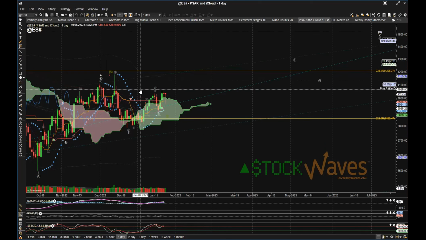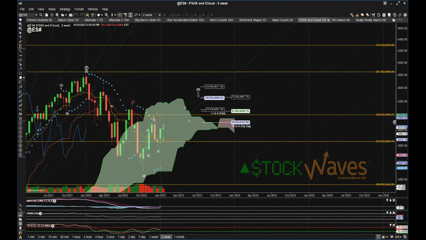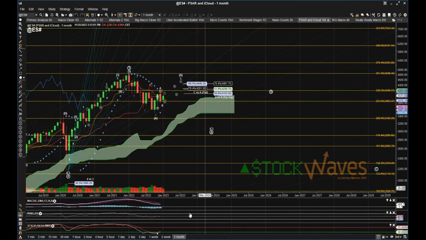The green and the red clouds here are just the Ichimoku cloud. Again, it's a really good tool, I think, for different types of support and resistance. And again, I think we might be able to get through that cloud pretty soon.